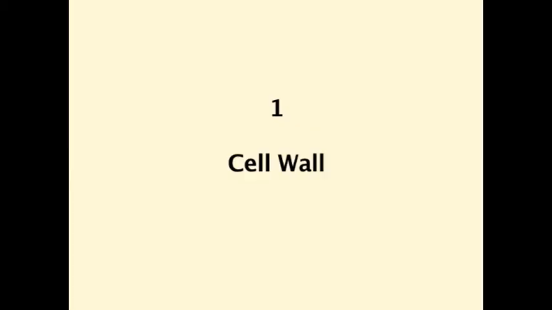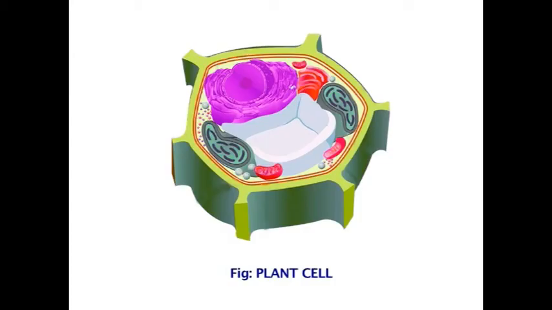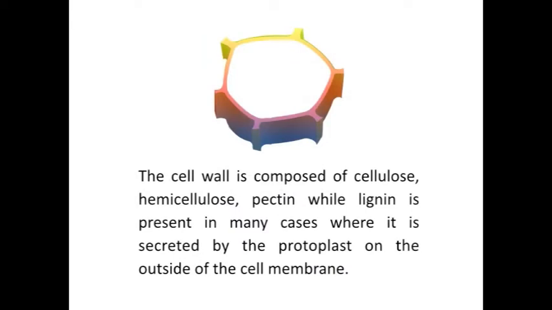The general characteristic features of a typical plant cell are: first, cell wall. Plant cells contain an extracellular cell wall surrounding the plasma membrane. The cell wall is composed of cellulose, hemicellulose, pectin, while lignin is present in many cases where it is secreted by the protoplast on the outside of the cell membrane.